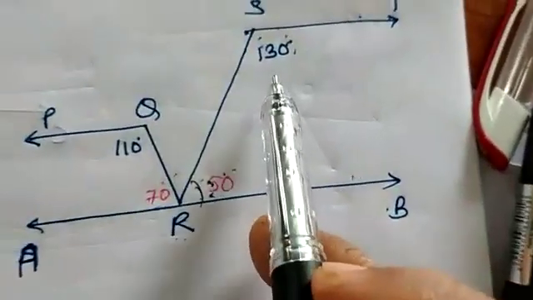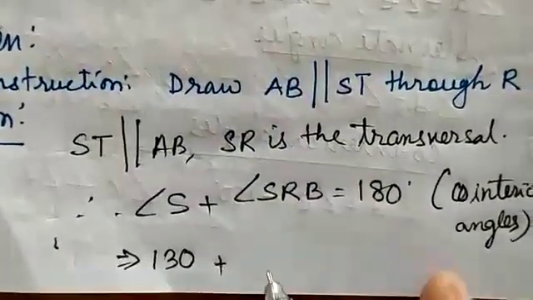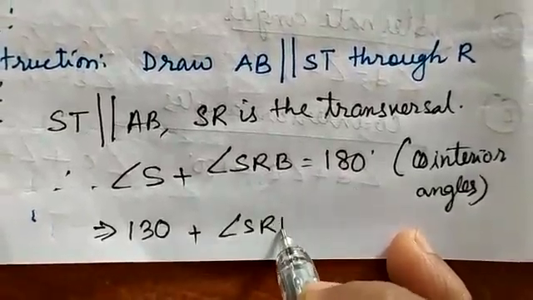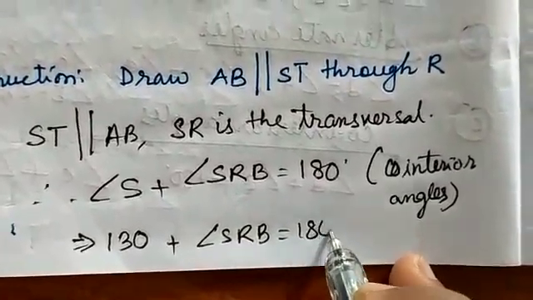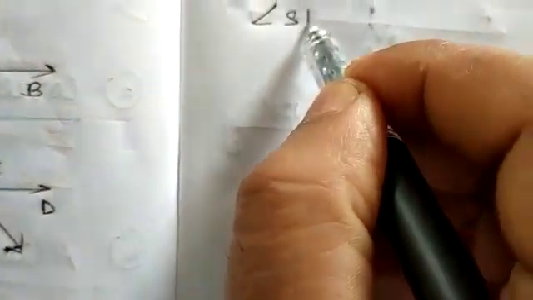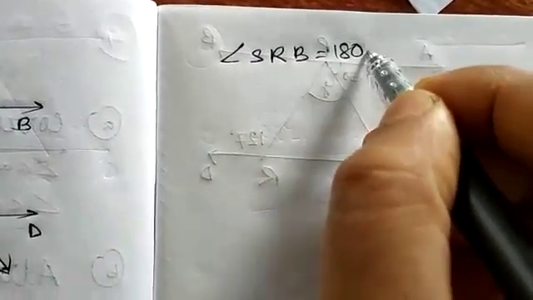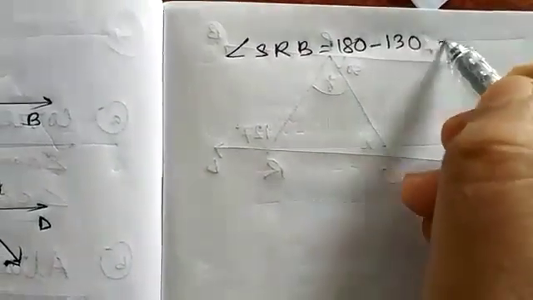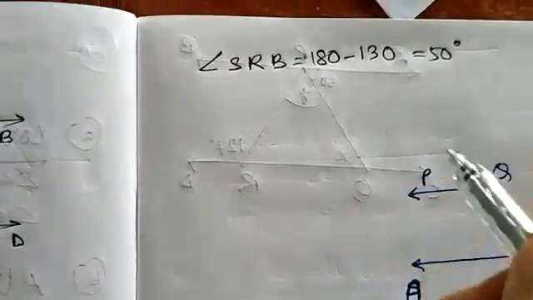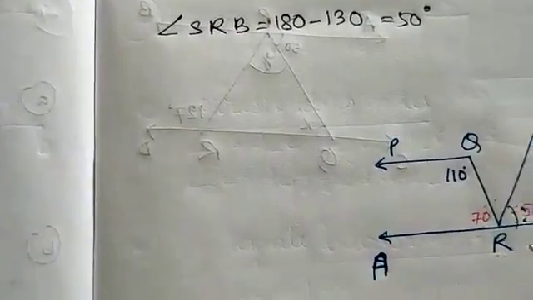You can look, the value of S is given as 130 degrees, and we need to find the value of angle SRB. Angle S plus angle SRB equals 180 degrees. So angle SRB equals 180 degrees minus 130, that equals 50 degrees. We get one value.